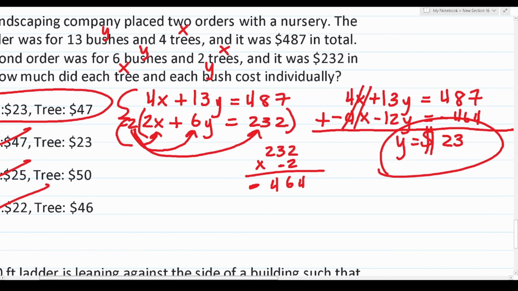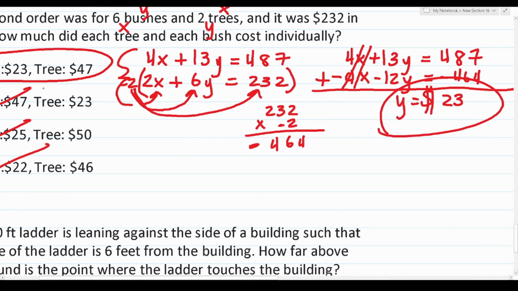Now, if you wanted to solve this one completely and check the fact that the tree should be $47 a piece, you would take this y equals 23, plug it into either of these two original equations, and then solve for the other variable, and we can do that right now. This bottom equation said 2x plus 6y equals 232, sorry about that. And we know the value of y is 23, so this is 2x plus 6 times 23 equals 232.